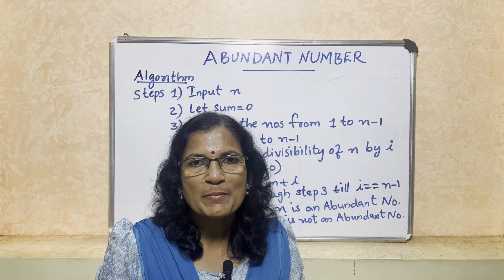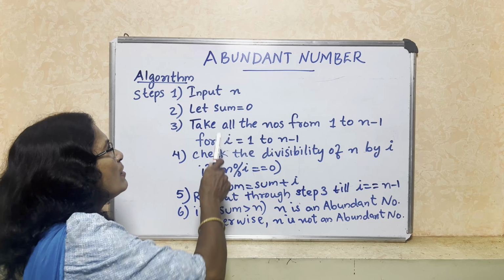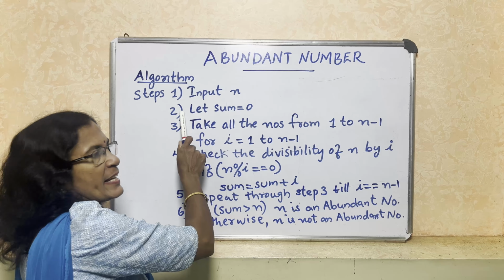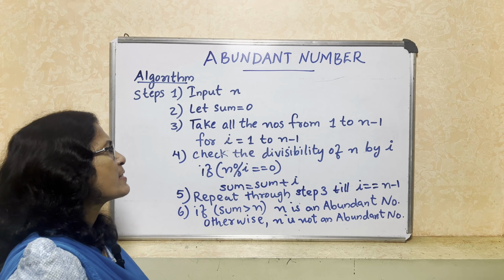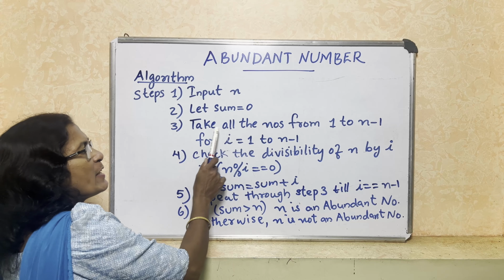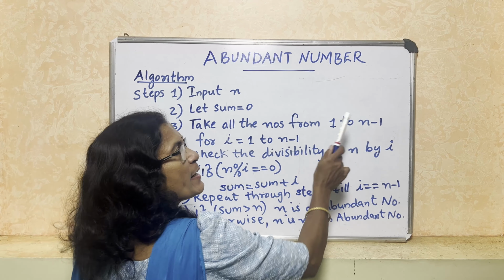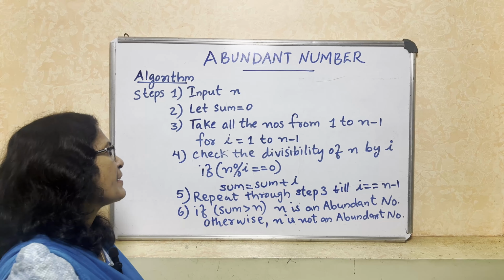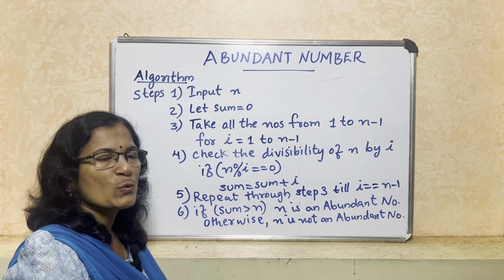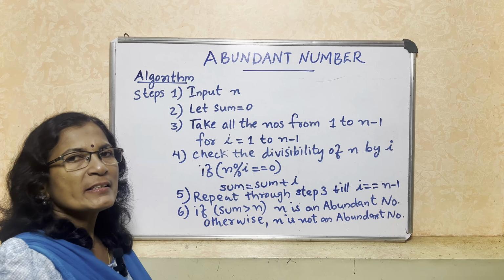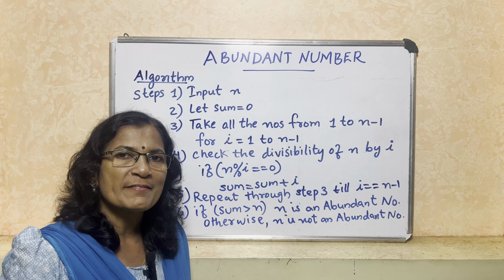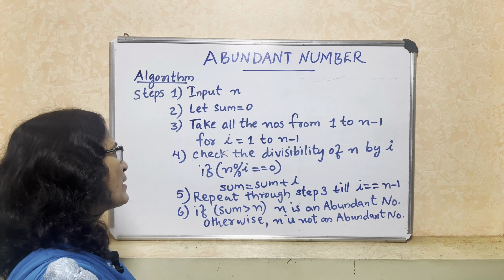Let's look at the algorithm to solve this problem. First of all, let's input the number. The second step is to initialize a variable to store the sum of its factors. At the third step, take all the numbers from 1 to n minus 1, excluding n. For that, we have to use a loop: for i equal to 1 to n minus 1. The index variable of the for loop takes the values from 1 to n minus 1.